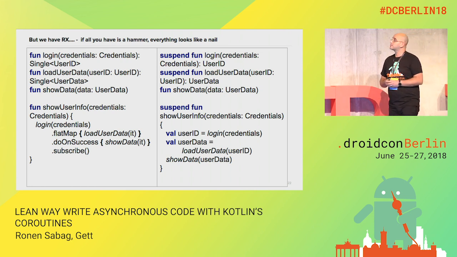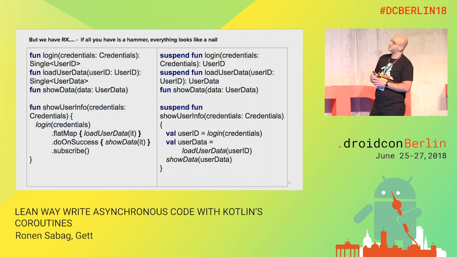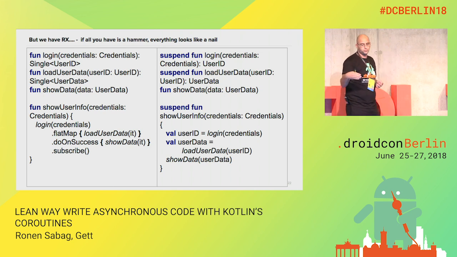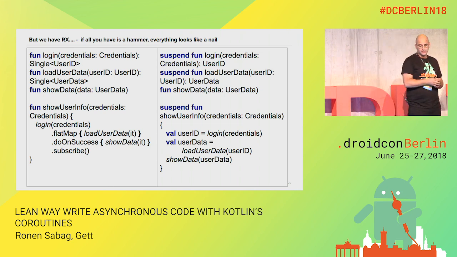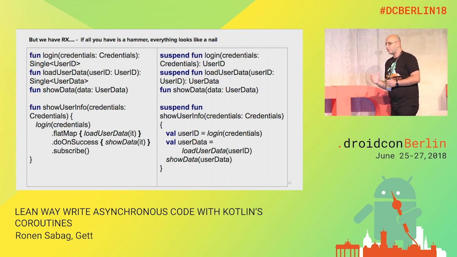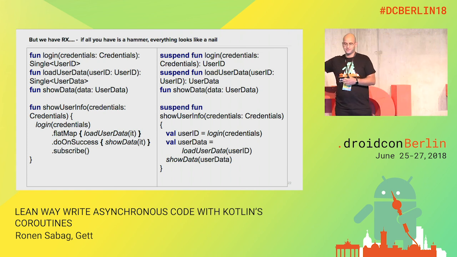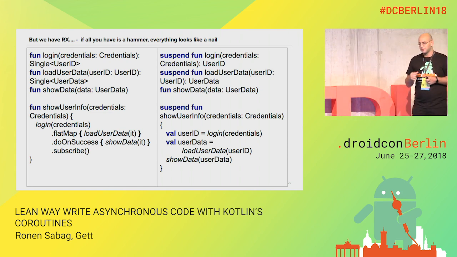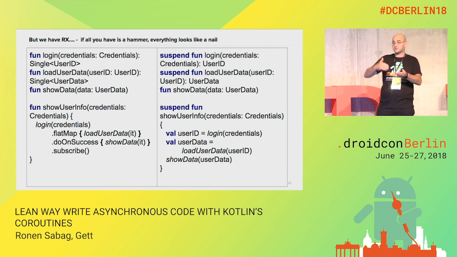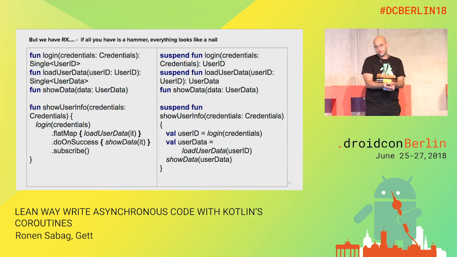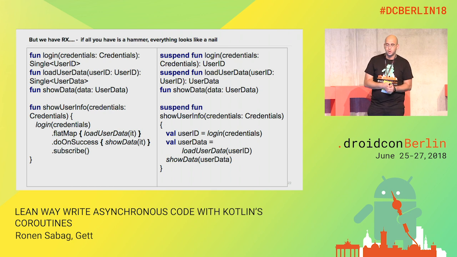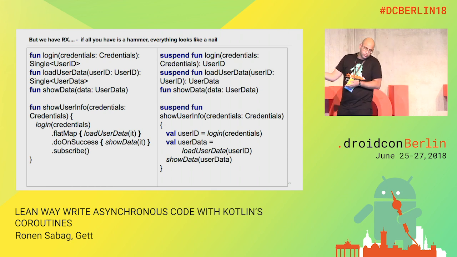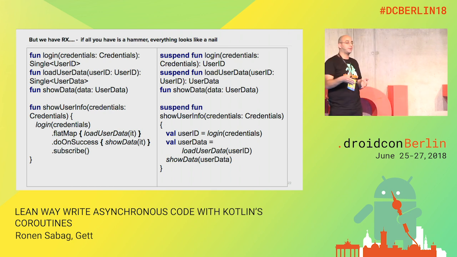So in Rx, on the left side, we declare the login as a single and the load user data as a single. And spoiler, every time you're going to use single, you need to think maybe it's not the right tool for what you need to do, because in this case, all we need to do is synchronize between things. So the code looks like that. We have the login with a conditional flat map to load the user data. On success, we're going to show the data. We need to subscribe to that.